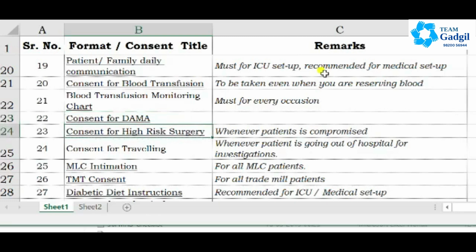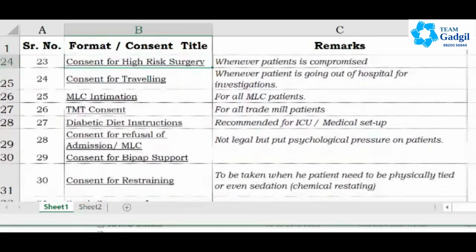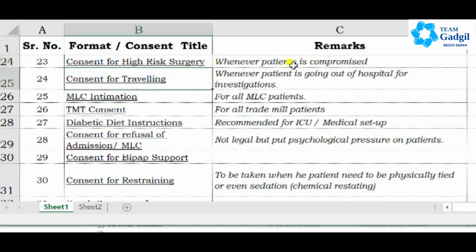High risk surgery: whenever the surgeon feels that this patient may develop some problems, it's better to get this form signed. In case it's going to be a very recurring feature, then the items of high risk elements can be included in your surgery consent and get it done.